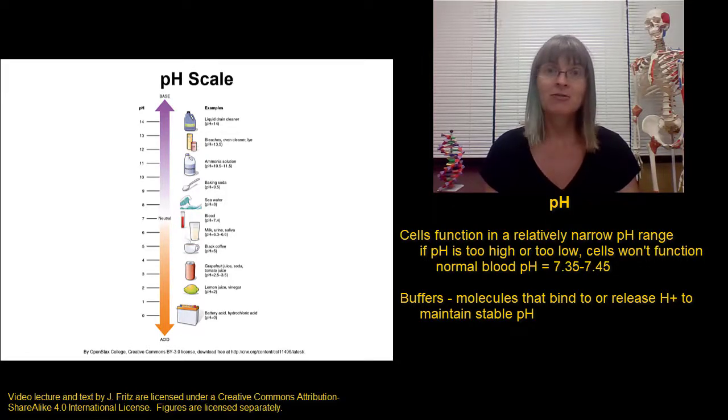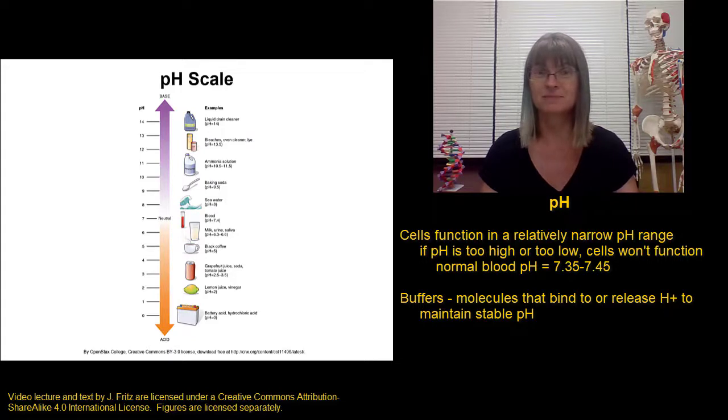For example, if I added a lot of acid to my blood right now, I added a lot of hydrogen ion, there are molecules, buffers, in my blood that will bind to that extra hydrogen ion so it's not just floating around free affecting the pH. On the other hand, if I accidentally added a whole lot of base to my blood, there are molecules in my blood that would release hydrogen ions to help counteract that and keep the pH where it belongs. So buffers are really important for maintaining the proper pH level so that our cells continue to function the way they're supposed to function.